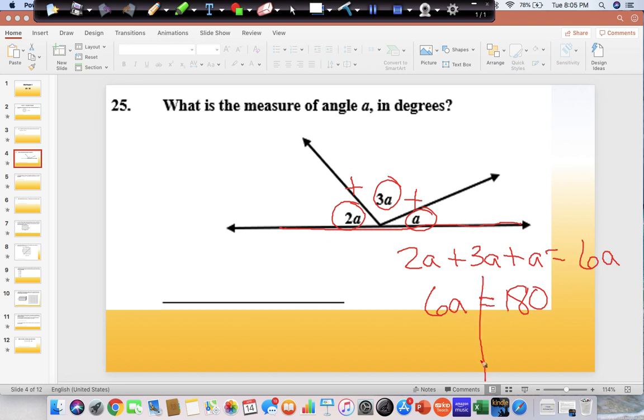So to solve for angle A, we are going to divide both sides by 6, because to solve a multiplication equation, you have to do the opposite and divide. And 6 divided by 6 gives us 1, and 1 times A is A. And then 180 divided by 6 gives us 30. So A is 30 degrees.